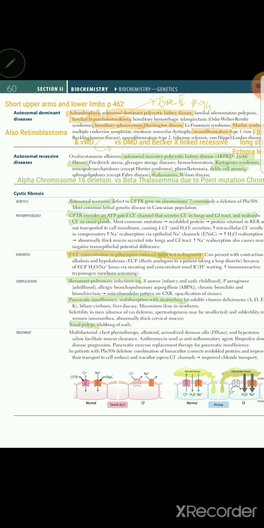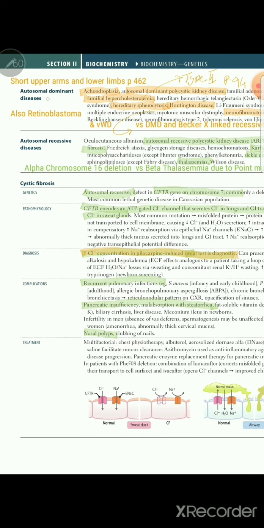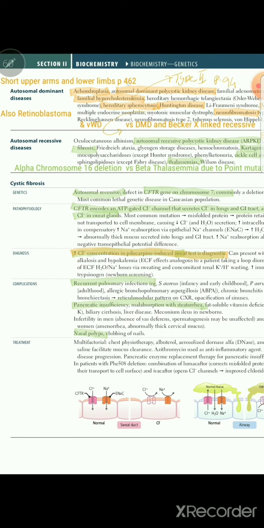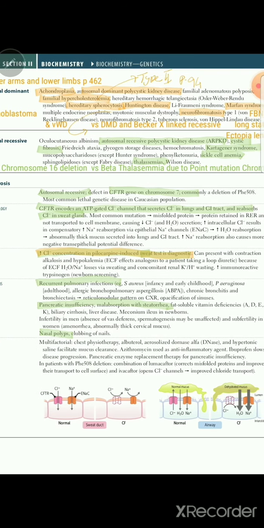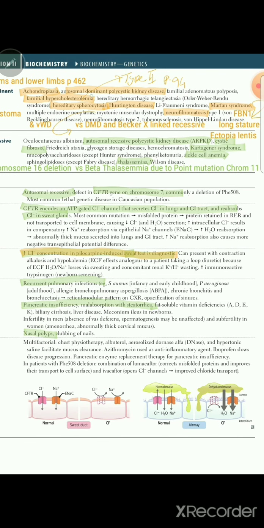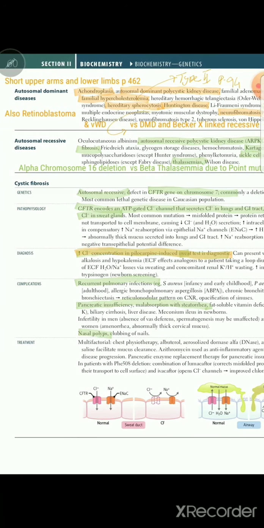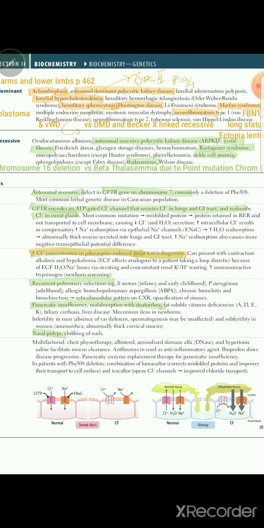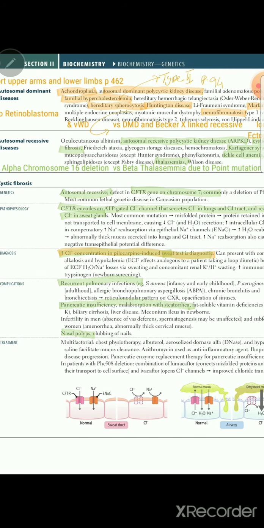So autosomal dominant disorders: we have achondroplasia. It will have short upper arms and lower limbs as well. It is the most common genetic cause of short stature, asked. Details on page 462. Then autosomal dominant polycystic kidney disease. We need to know that dominant is for the adult type, and autosomal recessive polycystic kidney is for the infantile type. So these are to be compared. If an infant case is given, it will be autosomal recessive, and if an adult is given, it is autosomal dominant polycystic kidney disease. Then familial adenomatous polyposis, FAP, and familial hypercholesterolemia.